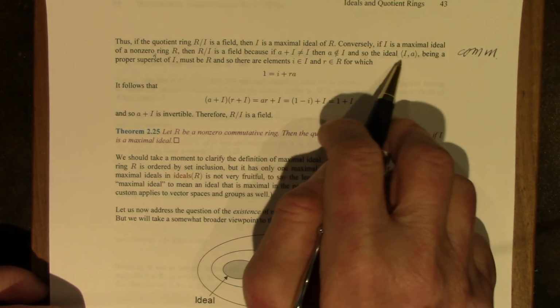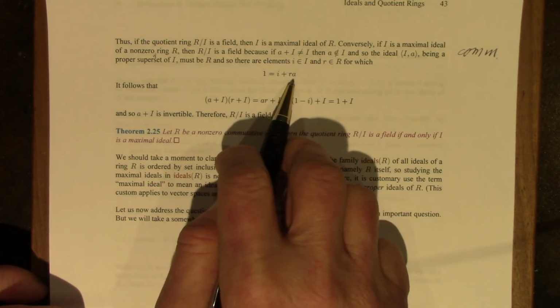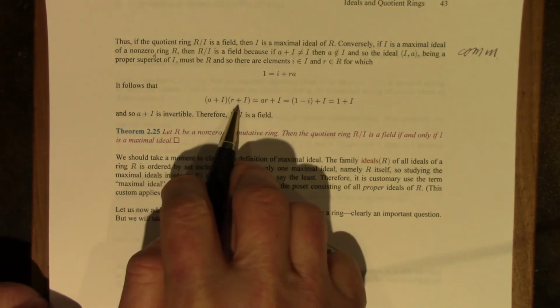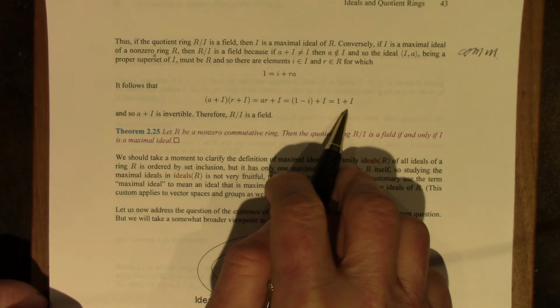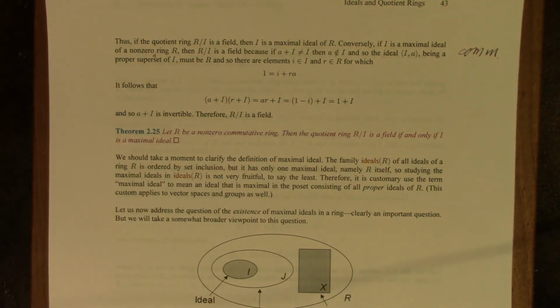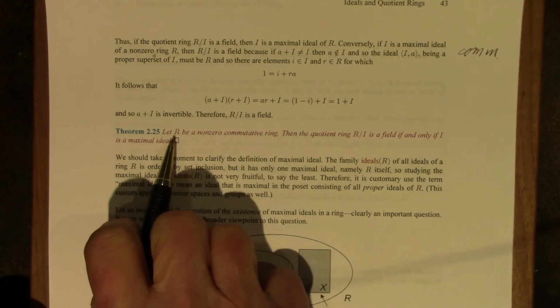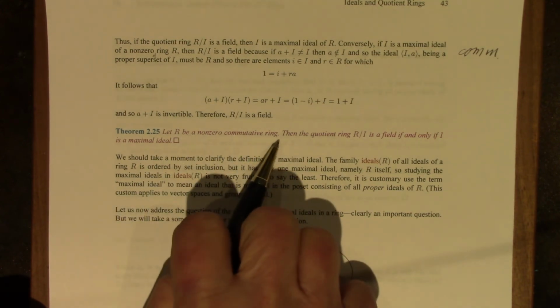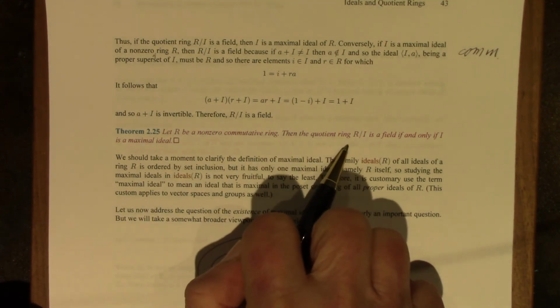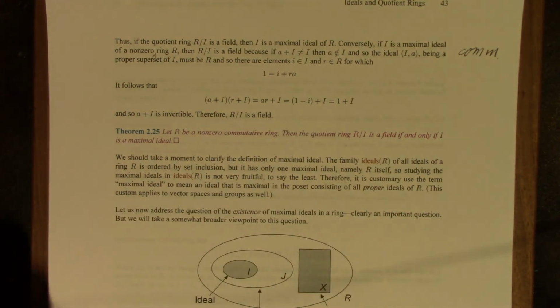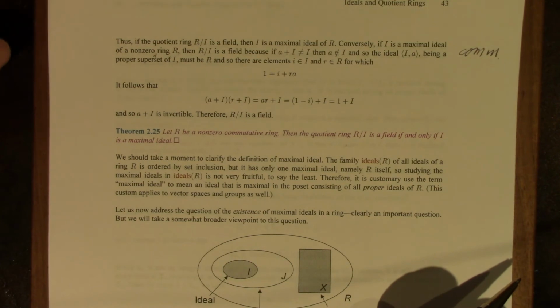So there's a little i in I and a little r in R for which 1 equals i plus rA. That's what these elements look like. They have this form. And so the product, A plus I, r plus I, will be the identity. And so A plus I is invertible. Every non-zero element is invertible. We have a field. So here's the summary. Let R be a non-zero commutative ring. Then the quotient ring, R mod I, is a field if and only if I is a maximal ideal. This is a very famous result in ring theory.